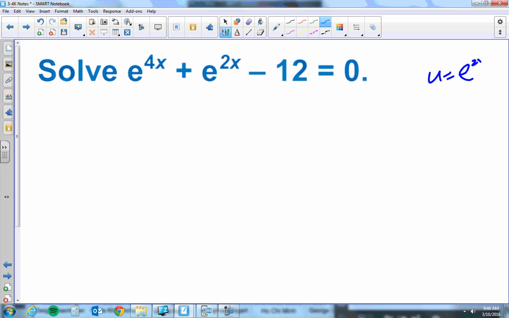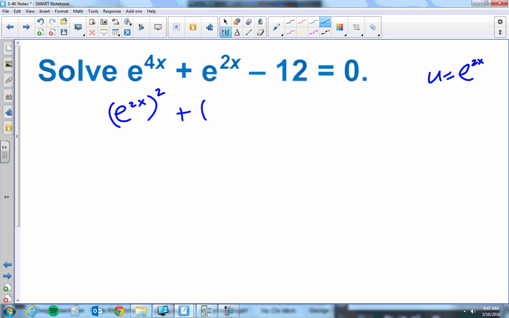Or e to the power 2x. So this first one I can rewrite as e to the power 2x squared. And that is what you're looking for for this to work out, is the ability to express the very first term as the second term squared. Or at least part of the second term squared. And I say it that way because, let's say it had a 5 here. Well, then you just have a 5u.